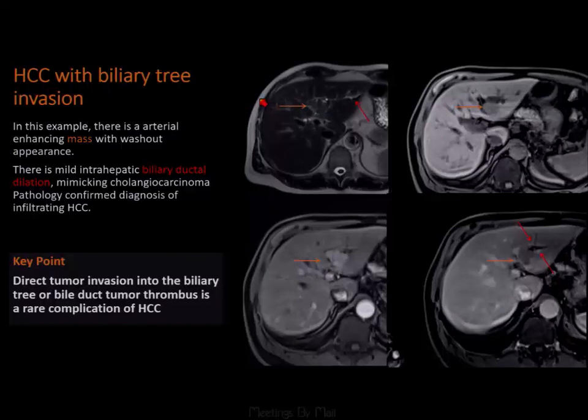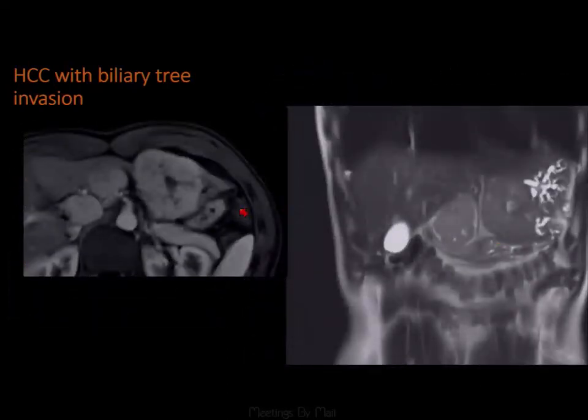We have probably 6 or 7 cases that I've personally seen. Usually there are bigger lesions. This was actually problematic in our institution. This was an arterial enhancing lesion with washout, and then there was biliary dilatation. The question was, is this a mixed lesion or is this a cholangio? And this turned out to be an HCC. It can happen in the setting of HCC. Usually it happens when the lesion is bigger.